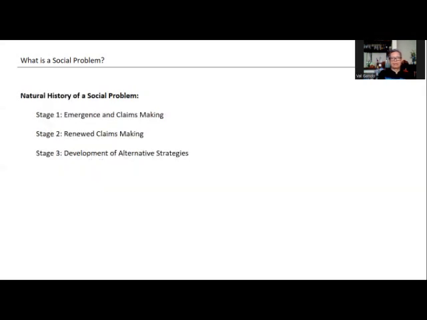A social problem emerges through a process. This process, according to the article Social Problems, Continuity and Change, the natural history of a social problem, has three stages. The first stage is emergence and claim making.